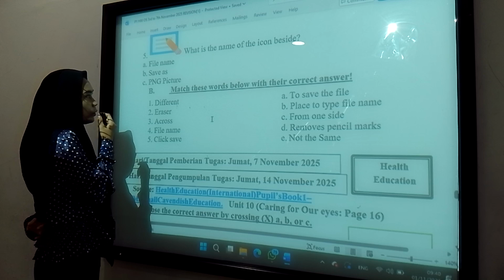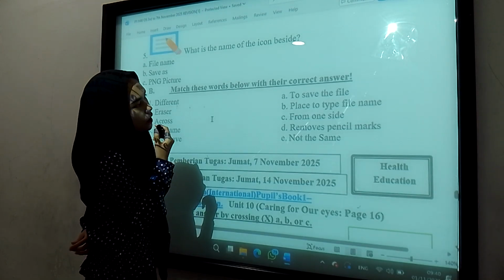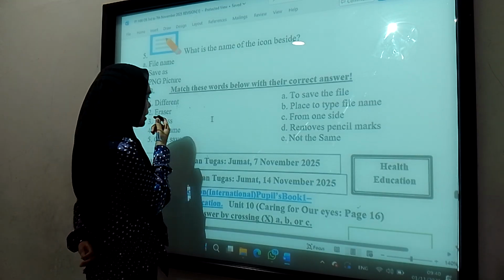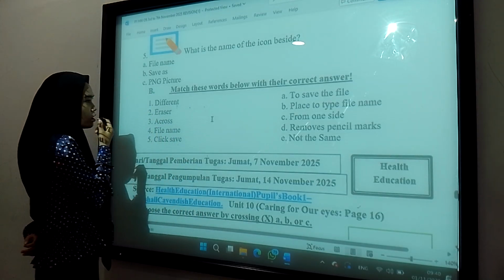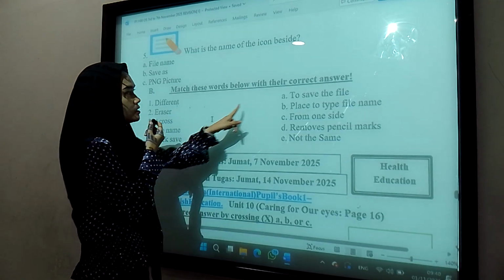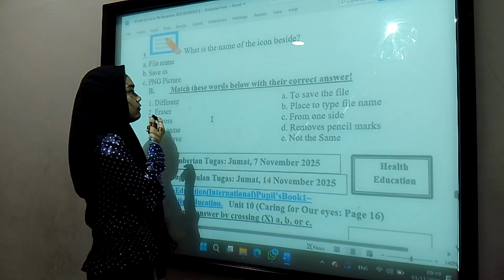Part B. We match the words with the correct answer. Number one, different. Different is not the same. And then number two, eraser is to remove pencil mark. Number three, across means from one side. Number four, file name is a place to type the file name. And then click save is to save the file.